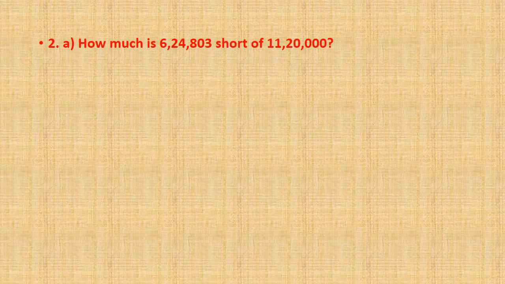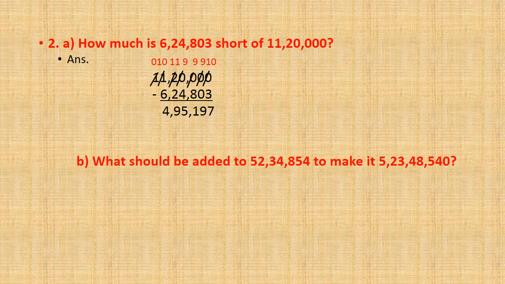Question number 2, part A. How much is 6,24,803 short of 11,20,000? As we know that first number is smaller than the other number. So how much it is smaller? We will subtract 6,24,803 from 11,20,000. So it will be 4,95,197. It will be our answer.